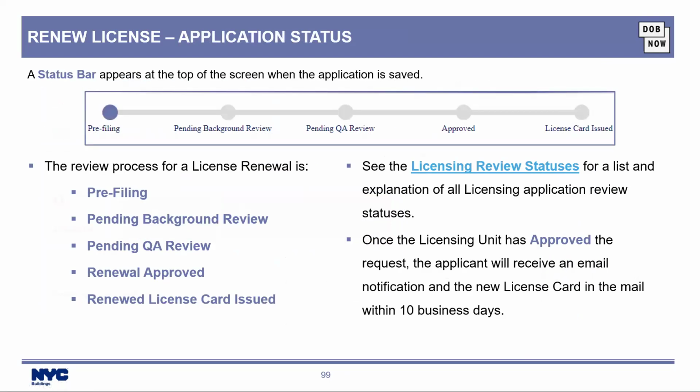The process for license renewal goes from pre-filing to pending background review to pending QA review to approved to license card issued, or I should say it will be renewal approved and renewed license card issued. The status list shows you all of the options. Once the licensing unit has approved the request, you're going to receive an email notification of that approval. And your new license card is going to be put in the mail within 10 business days. Doesn't mean you'll receive it within 10 business days, but it will be mailed out within 10 business days.